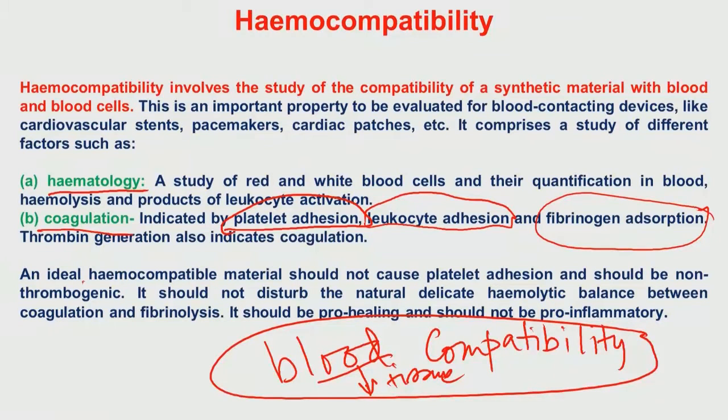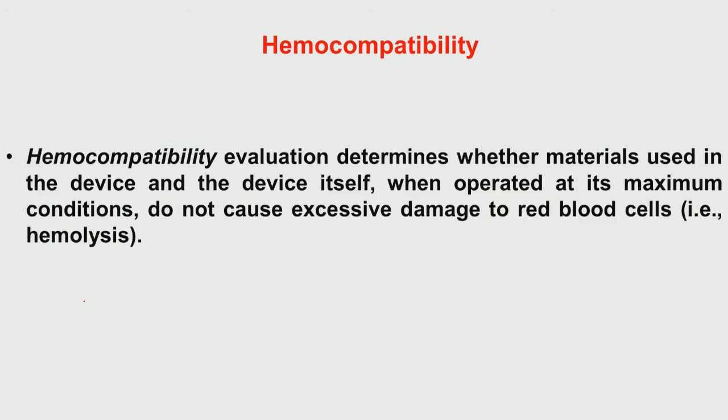An ideal hemocompatible material, which may be very difficult to find, should not cause platelet adhesion and should be non-thrombogenic in nature. So, in terms of hemocompatibility, the material should not facilitate platelet adhesion, and it should not disturb the delicate natural balance of RBC and WBC. All these factors matter.